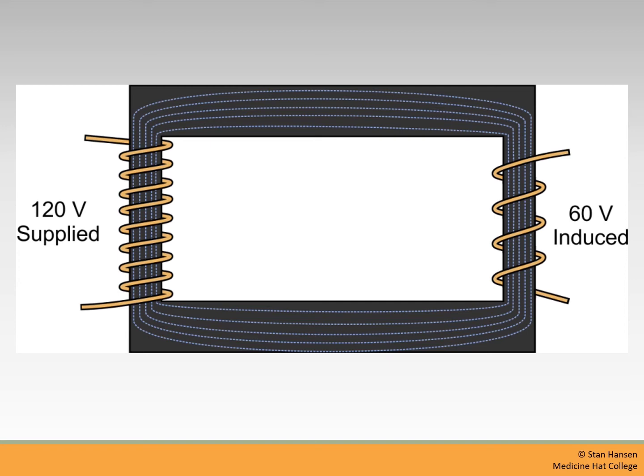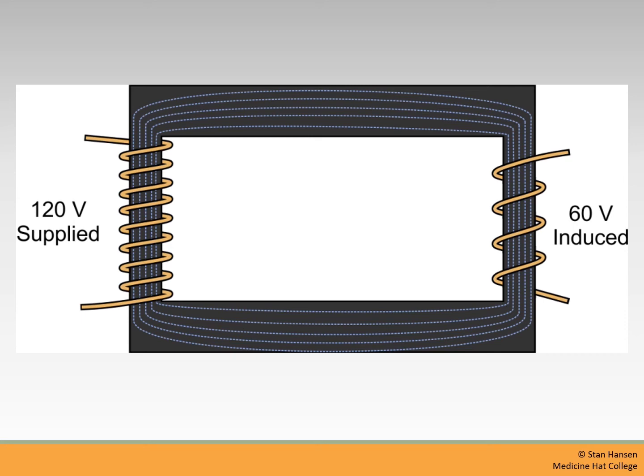This is why transformers don't work with DC. As soon as I reach that steady capacity, I stop my induction and I will not produce any voltage on my secondary side. In an AC circuit, I have a constantly changing current, which creates a constantly changing magnetic field. Therefore, since that magnetic field inside that core is constantly changing, I have constantly produced voltage on the secondary side.